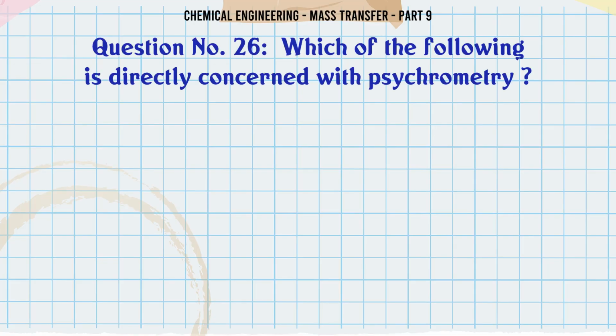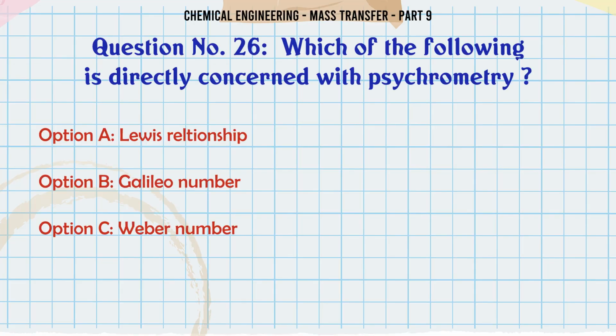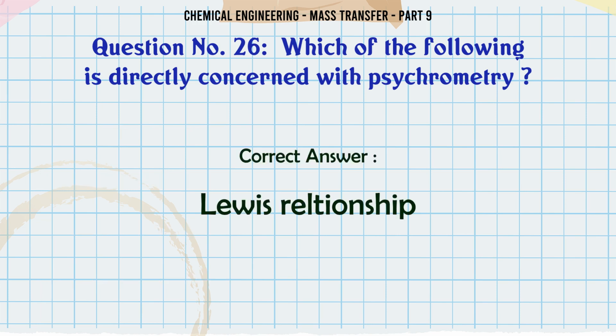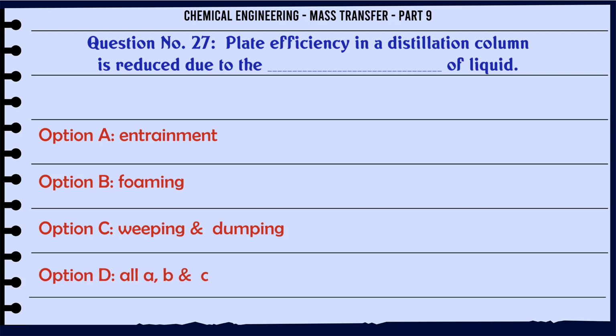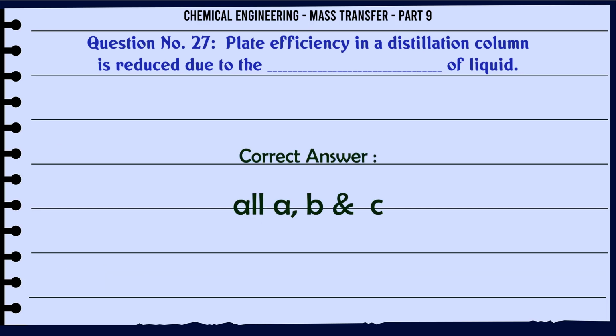Which of the following is directly concerned with psychrometry? A. Lewis relationship, B. Galileo number, C. Weber number, D. Dean number. The correct answer is Lewis relationship. Plate efficiency in a distillation column is reduced due to the of liquid. A. Entrainment, B. Foaming, C. Weeping, dumping, D. All of A, B, C. The correct answer is all of A, B, C.